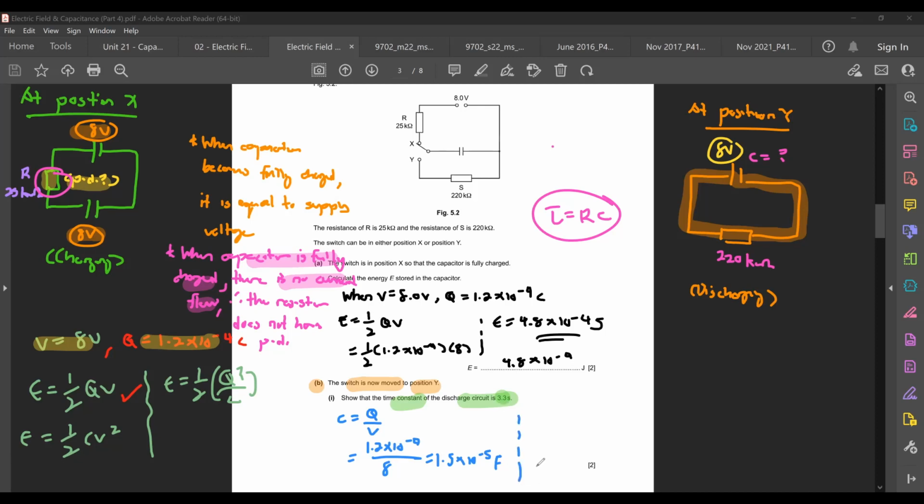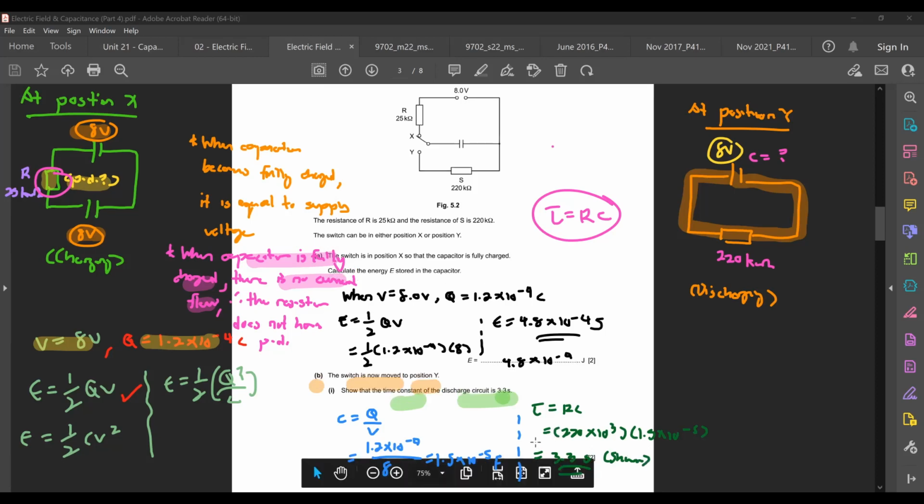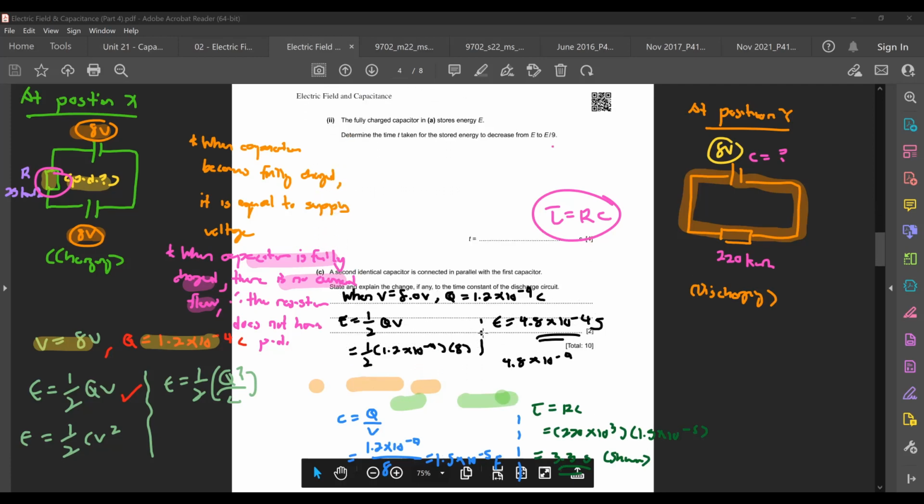Then now you can use your time constant equation. Tau is RC. R is 220 times 10 power 3 times your capacitance of 1.5 times 10 power minus 5. You will get the time constant value as 3.3 seconds. So this is shown. This is pretty straightforward. The next part is when you need to do some further calculation.